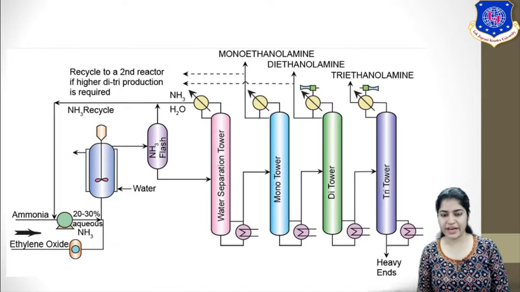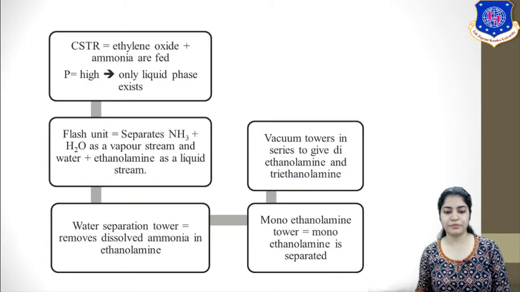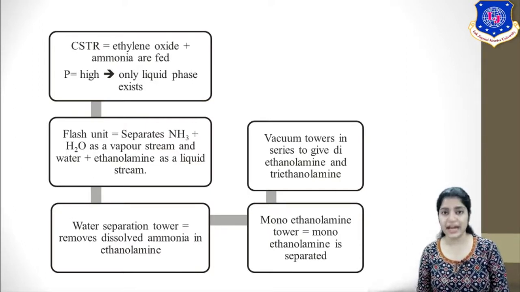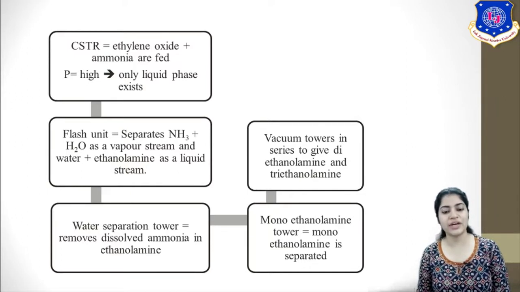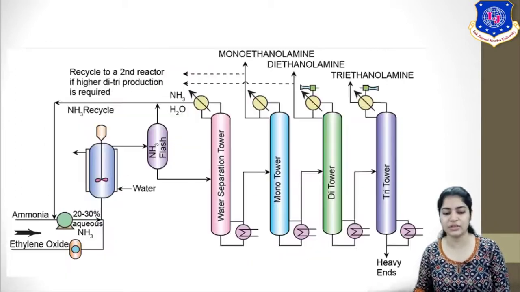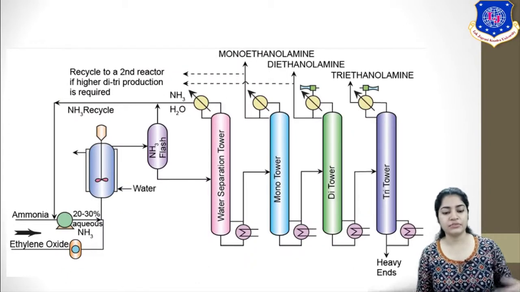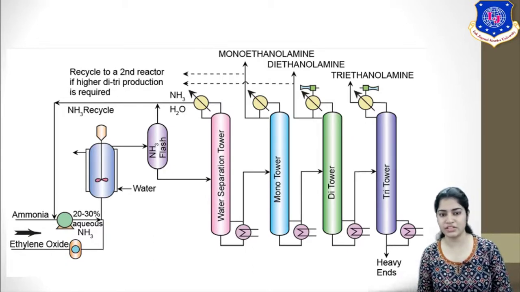So this is the flow diagram. Let's move forward to the process. First of all, in a CSTR you feed your reactants, ethylene oxide and ammonia. Your pressure is high so as to carry both components in the liquid phase, because we are trying to carry out a liquid phase reaction only. Here you can see that for ammonia you are trying to do heat recovery as much as possible, whereas your ethylene oxide is compressed here. A CSTR is used, and it is cooled using a water jacket.